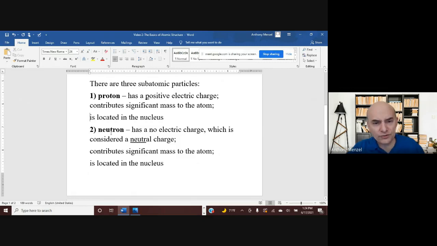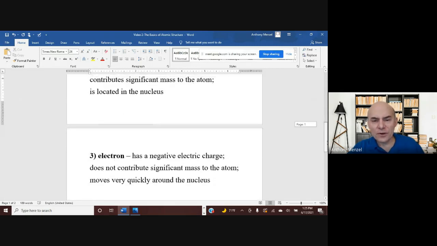When we think about neutrons, they're another type of subatomic particle. They are also in the nucleus, and they are like the proton. They also have in common with the proton that they contribute significant mass to the atom. So a significant percentage of the mass of the atom will be due to neutrons. Neutrons have no electric charge. So they're contributing mass, but they're not contributing charge. And we see here neutron and neutral, those two words are very similar because no electric charge is considered a neutral charge or a zero charge.